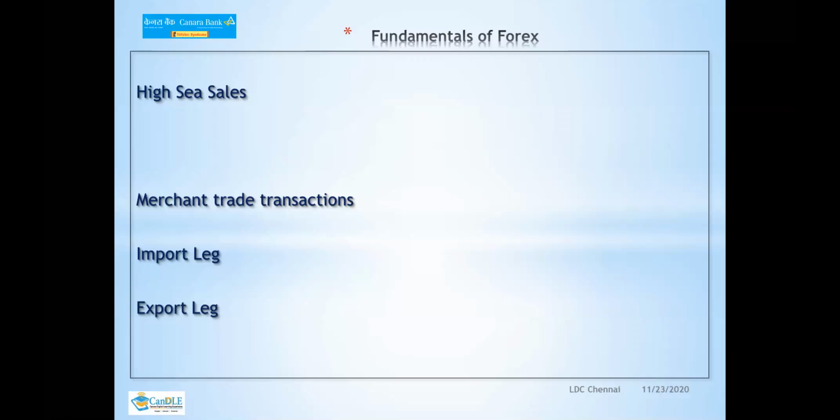One more thing is merchant trade transaction, very important from the exam point of view.